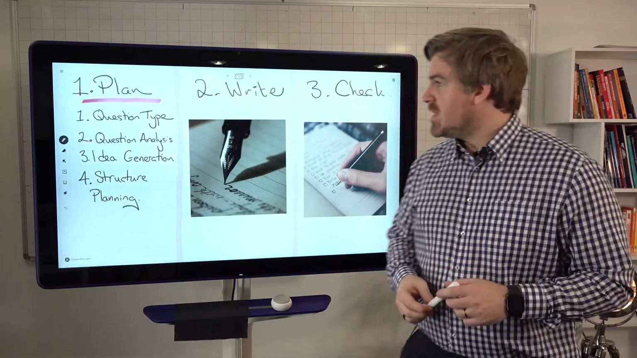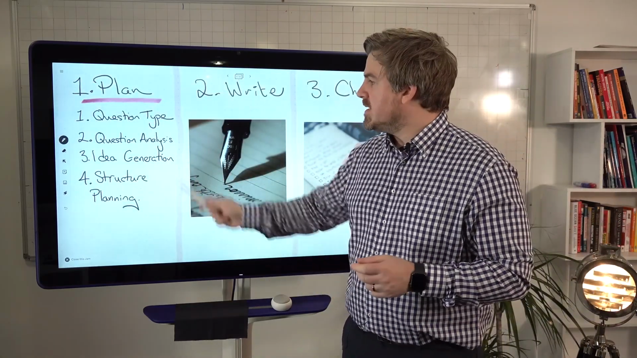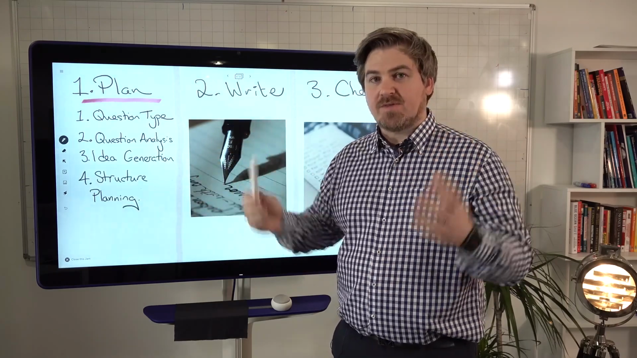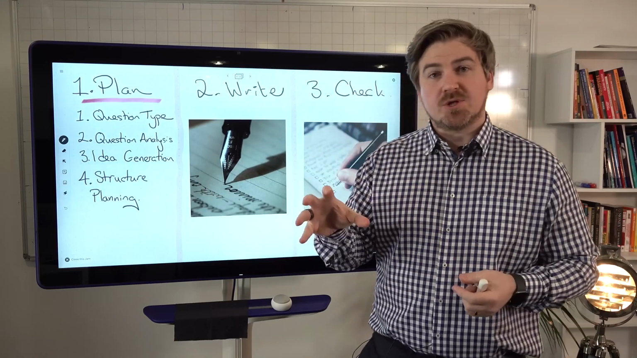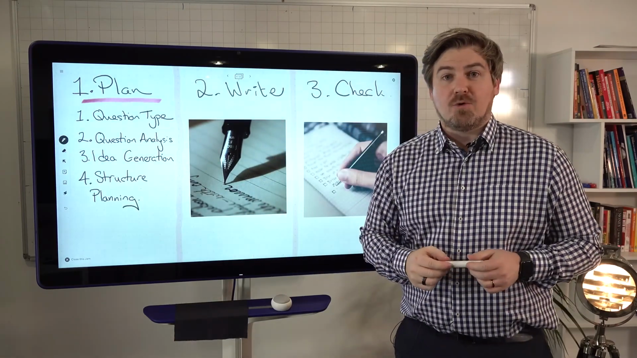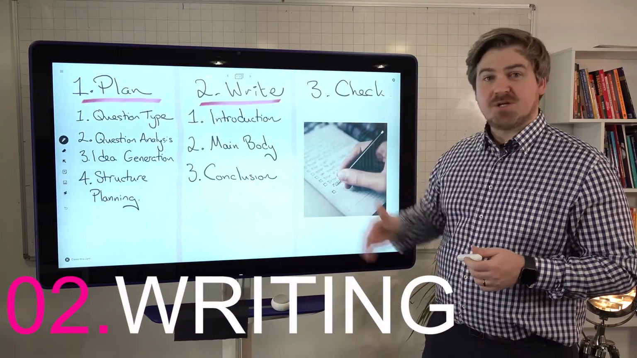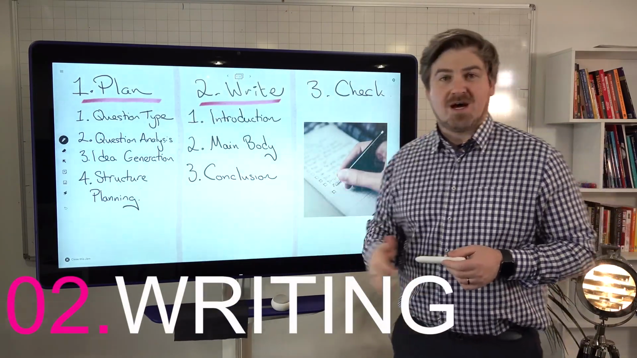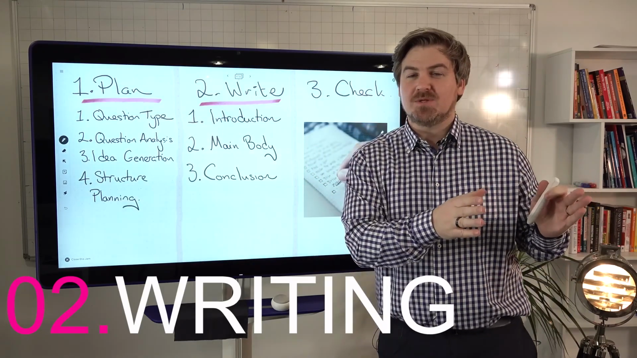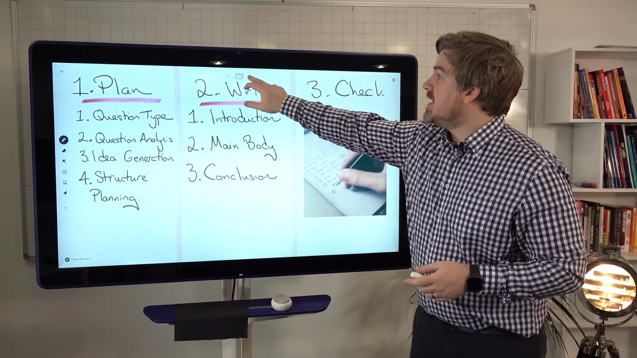So just to review the planning stage: understand the question type, analyze the question properly, generate your ideas, and then put all of your ideas and all of the things you're thinking about into a structure plan. And now we have a map and we can start on our writing stage. So there are 3 stages to the writing stage: introduction, main body paragraph, and your conclusion. So breaking everything down so that it's very, very simple to learn, so that you can give the examiners exactly what they want on test day.